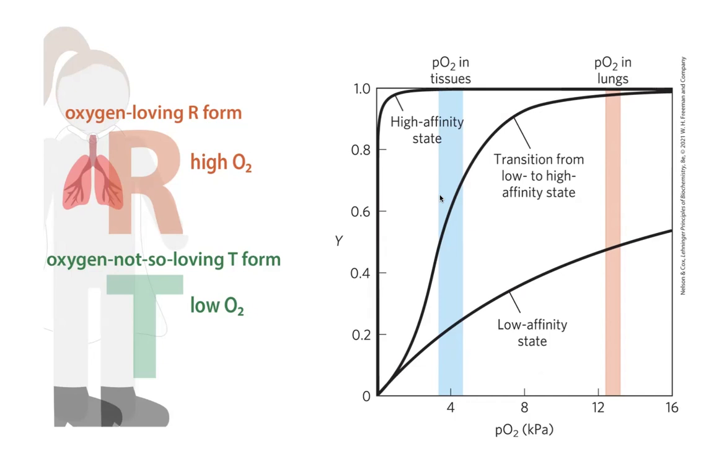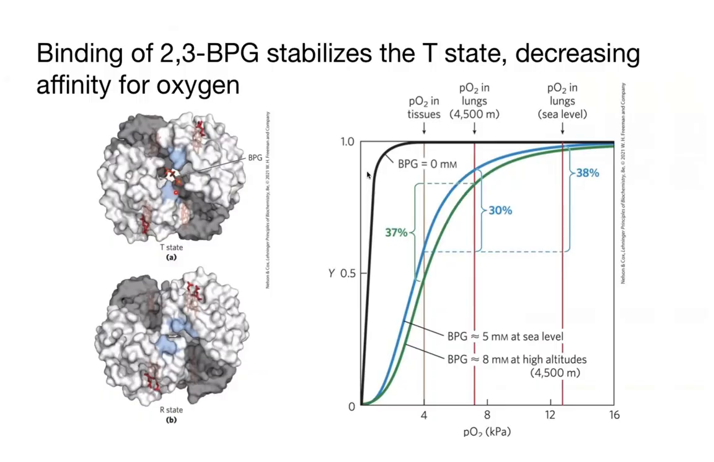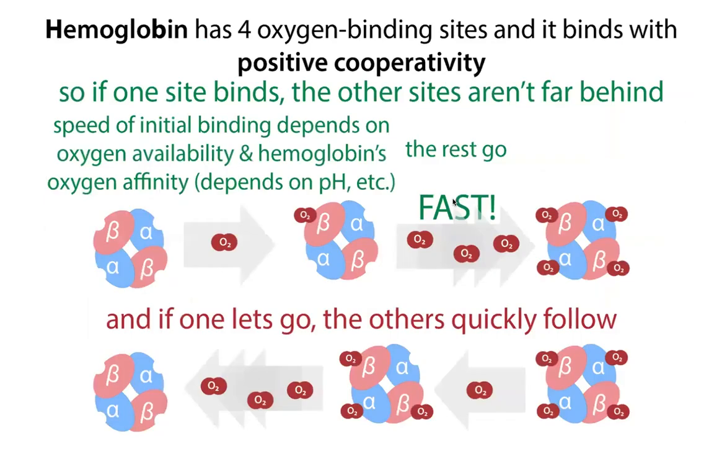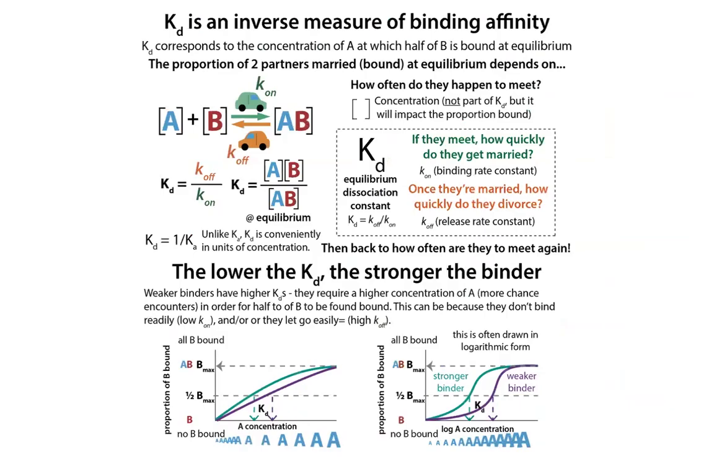So by having allosteric modulators that are going to lower the affinity, such as our 2,3 BPG, what we're going to do is allow for more of that oxygen to be offloaded into your tissues. And so having a lower oxygen affinity is actually helpful if you want to get oxygen to your tissues. So I know it sounds a little counterintuitive and you have to think over it a little bit, but all this comes back to the fact that what we're dealing with is really just these binding sorts of things.